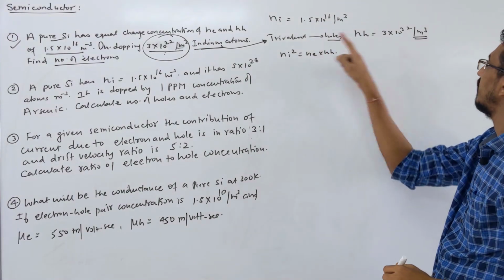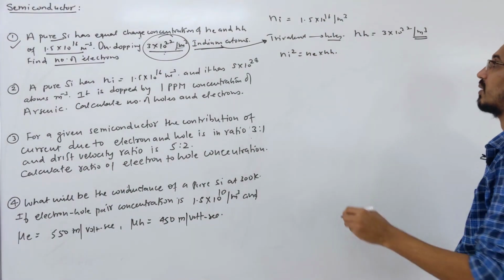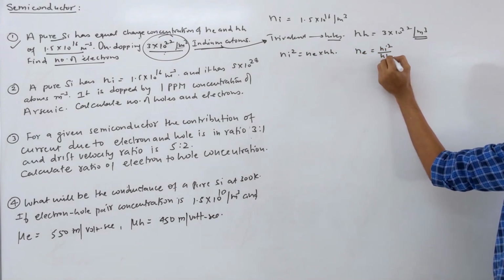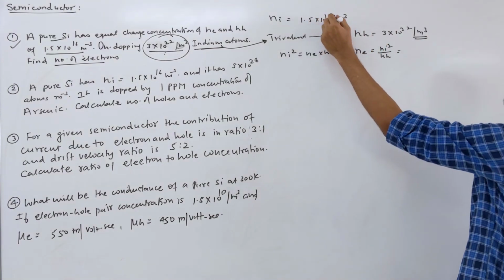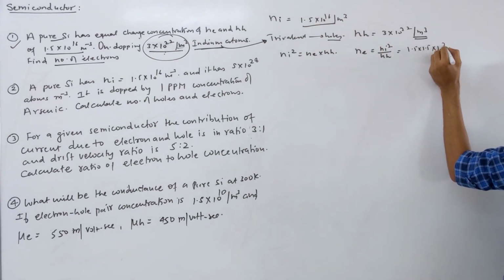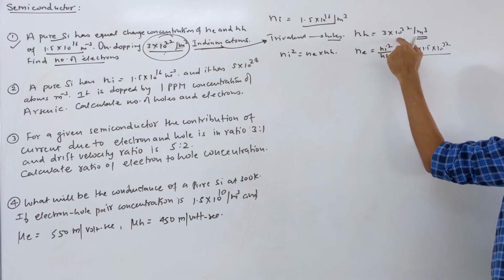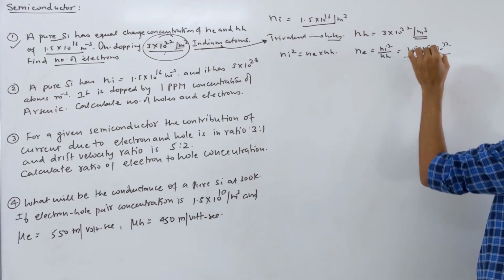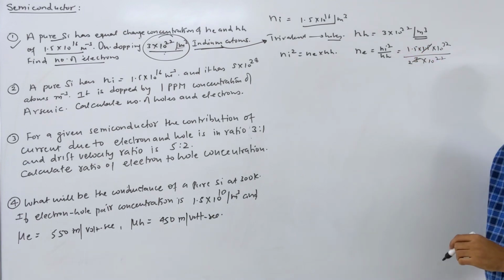Yes, this we know, holes we know, so you have to calculate the number of electrons generated. So n is simply equal to ni square upon nh. Ni square is the square of this number, so 1.5 into 1.5 into 10 power 32, divided by the number of holes, 3 into 10 power 22. This goes 2 times, right?